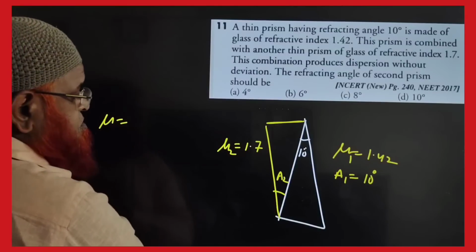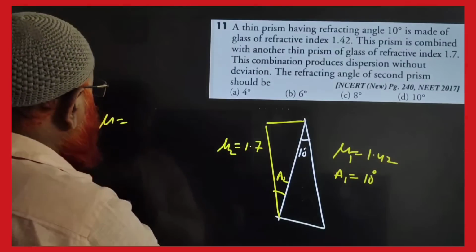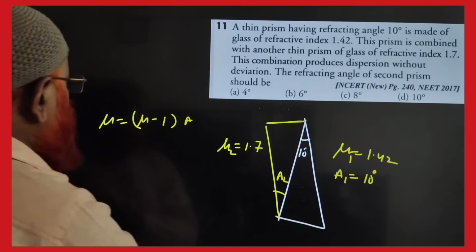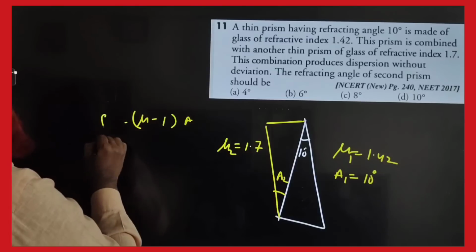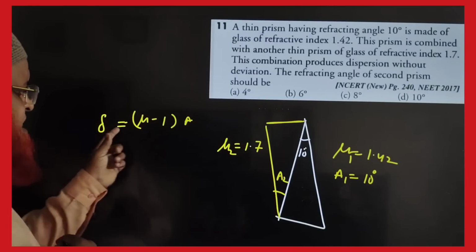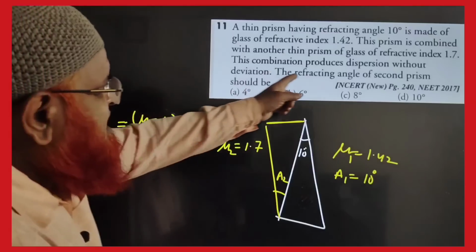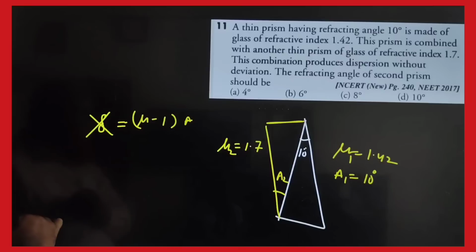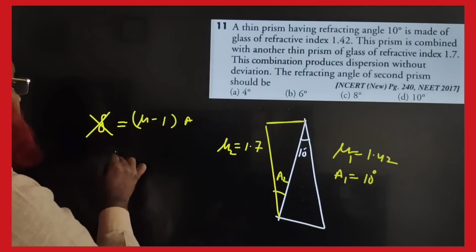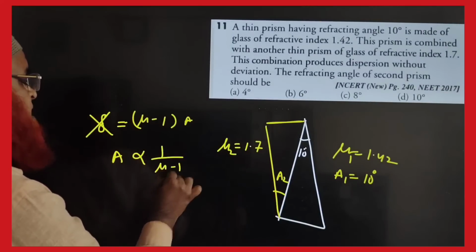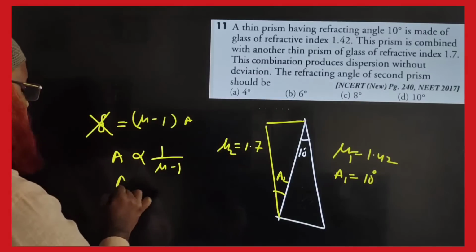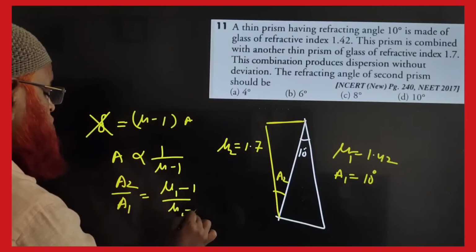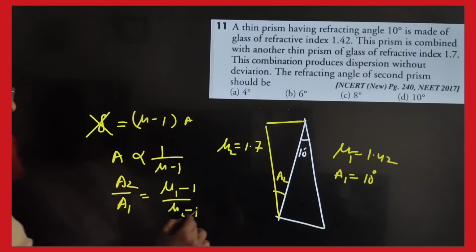So what is the formula which you have derived now? Deviation delta is equal to mu minus 1 into A. And what is he telling here? Without deviation, the deviations are equal, so what is left is that A is inversely proportional to mu minus 1. So A2 by A1 is equal to (mu1 minus 1) by (mu2 minus 1). Inverse relation, no?